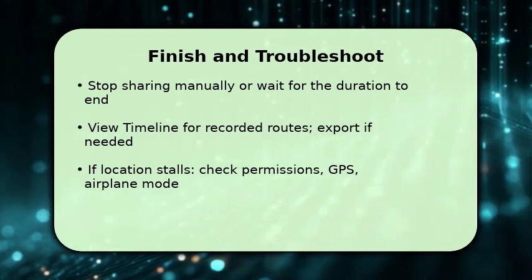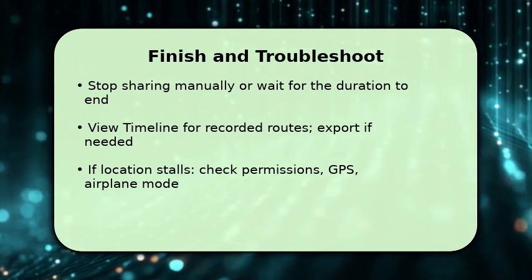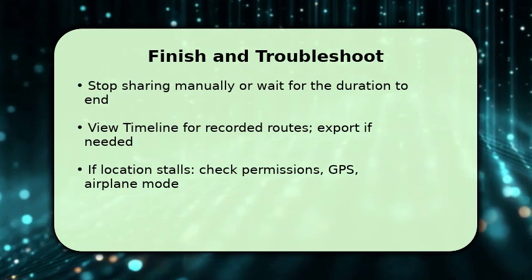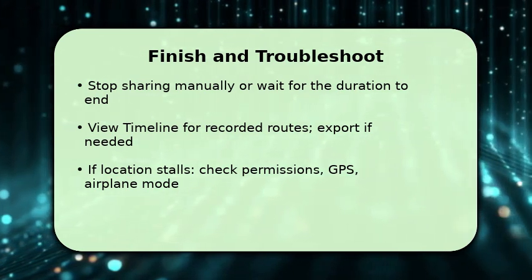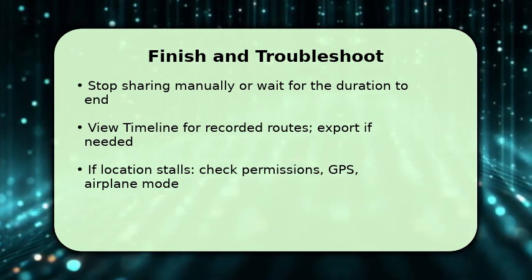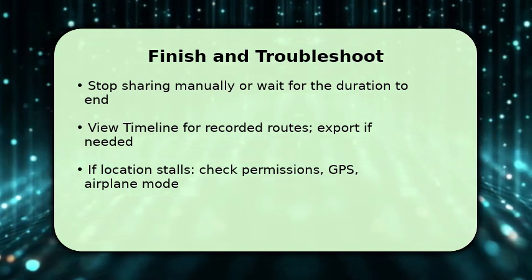If Maps fails to update, first check app permissions, ensure GPS/high accuracy is enabled, and disable airplane mode. Also restart the app and device and verify background data isn't blocked. If problems persist, toggle location history and permissions. Usually a quick restart and permission reset.